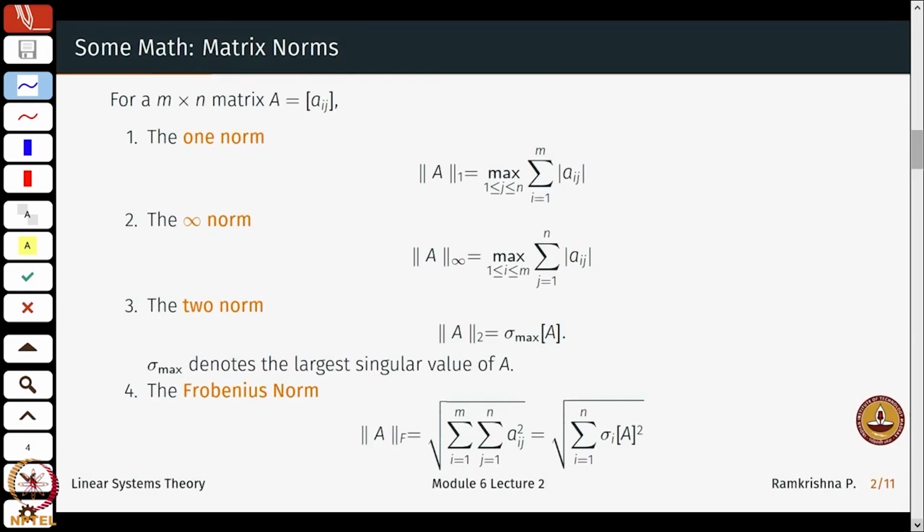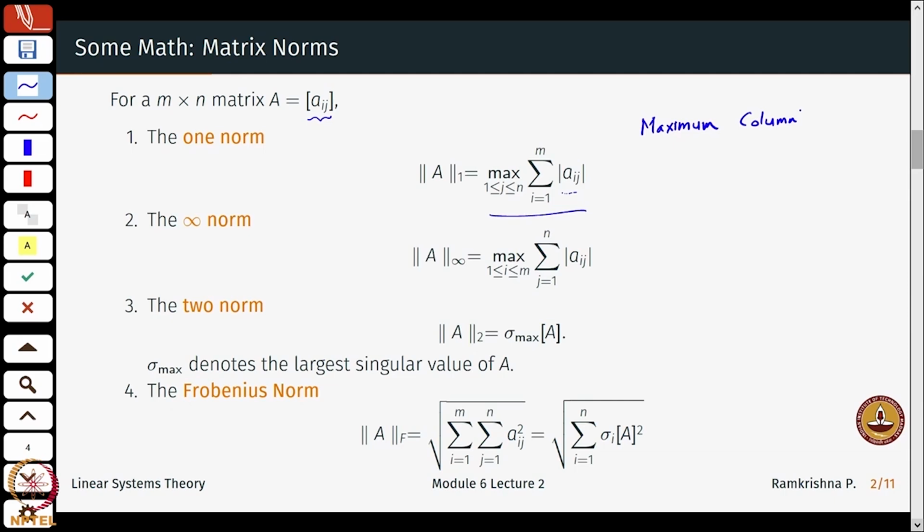Because we will be dealing a lot with matrices here, I would like to define some notions of norm on matrices. For any m cross n matrix A, each element of A has this form Aij. The one norm is defined in this way. I am looking at the summation over the columns, and I am looking at the maximum column sum of the matrix.